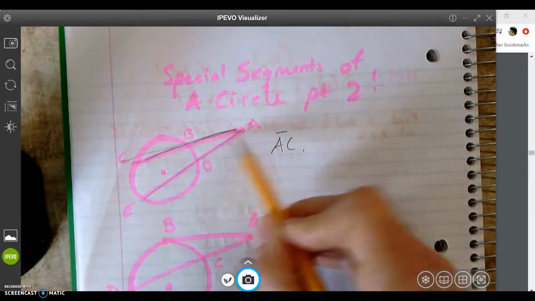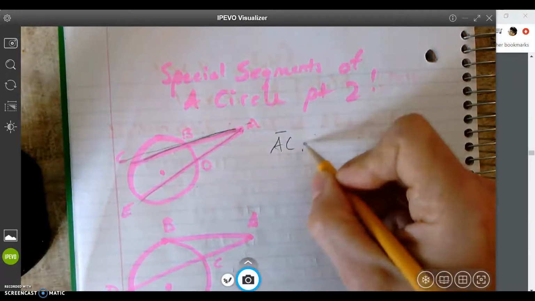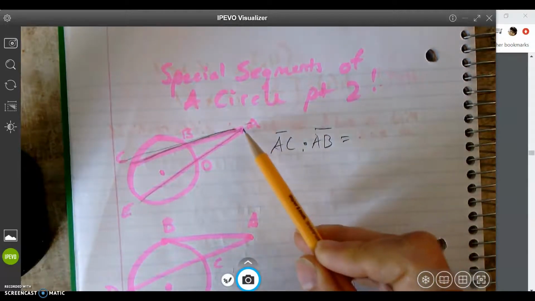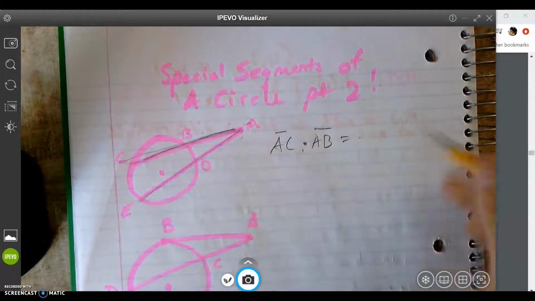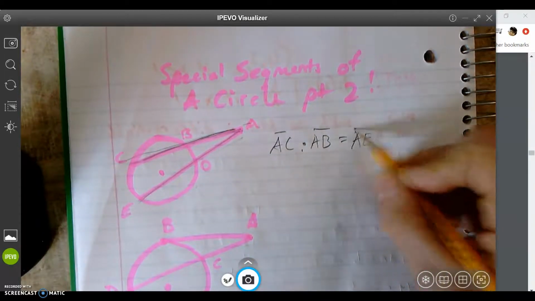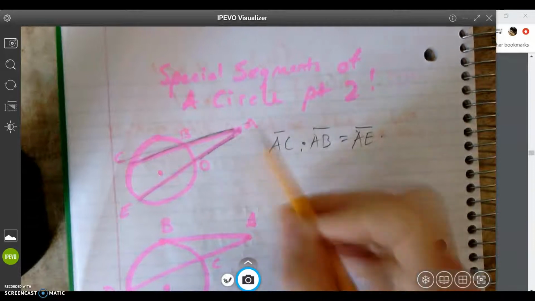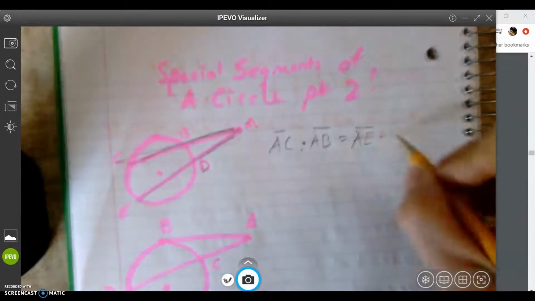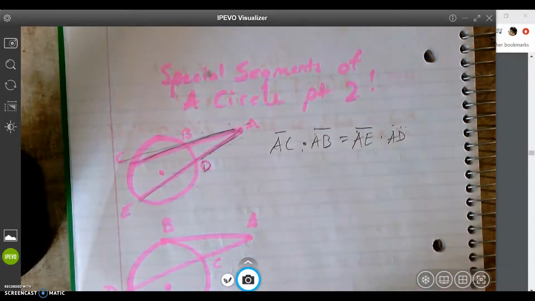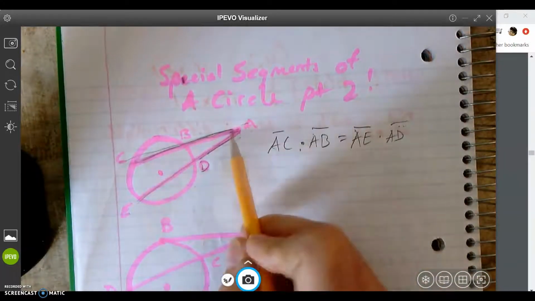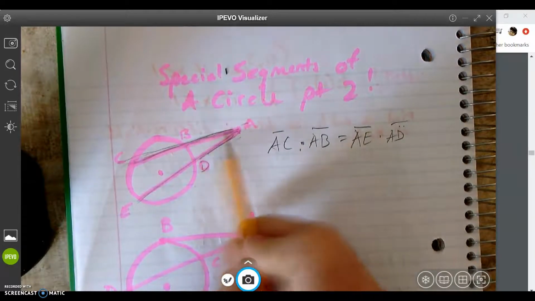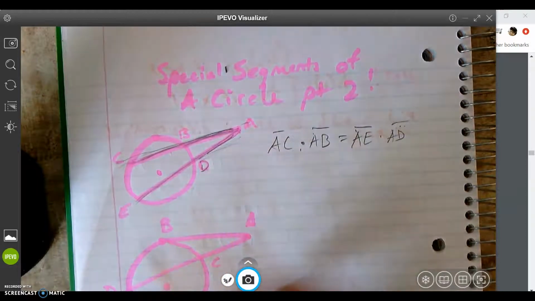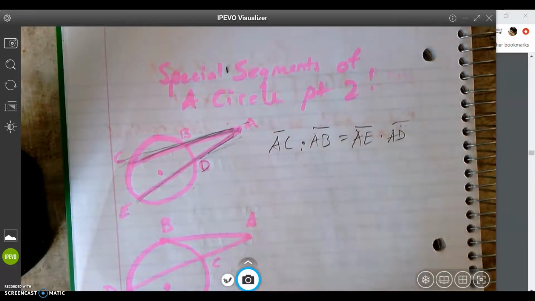times just this one outside the circle, this part, AB, equals the other secant line right here, AE, the whole thing, times just the part outside the circle, which would be AD. Sorry, it should be a D, my bad. AD, bam. So essentially it is the whole times the smaller part outside the circle equals the whole times the smaller part outside the circle of the secant line.